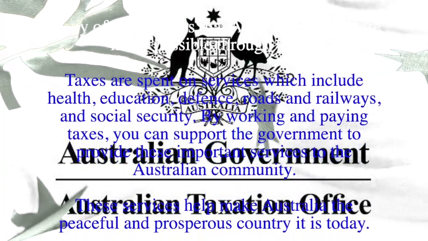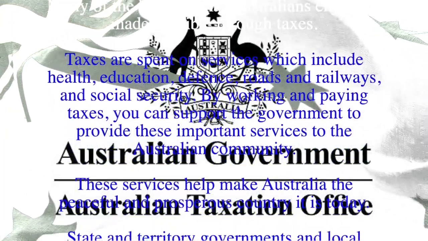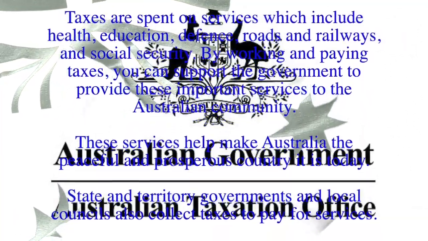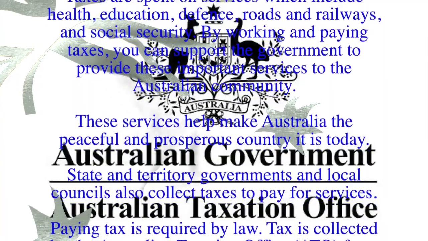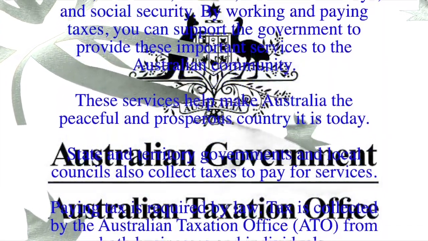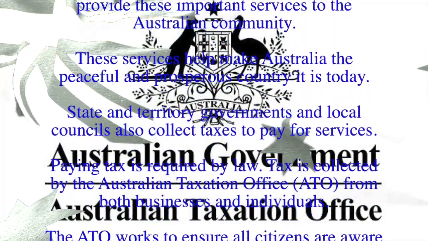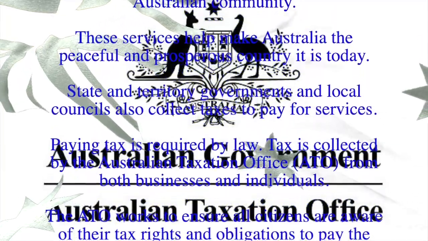How do I have my say? You can have your say by voting in the election as Australian citizens if you are over 18 years old. If you are not 18 years old, you don't need to vote, because voting is compulsory in Australia in federal, state and territory elections.